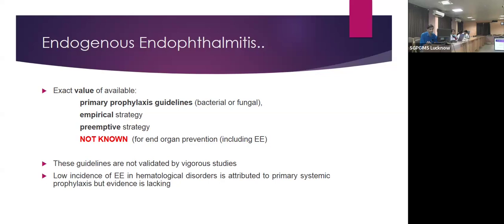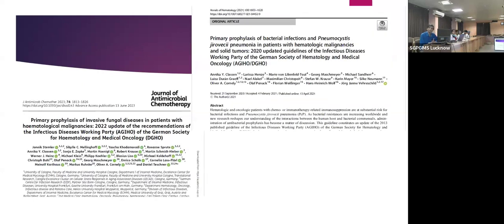As far as end organ prevention, including endogenous endophthalmitis, these things have to be seen in the future, what is coming out. These are the ones, one for fungal and one for bacterial, guidelines I found in hematological journals. I have chosen this from Germany, because these are the most exhaustive guidelines; they have included the most number of studies, most number of good studies. So you have to decide, you have to tell me what is the value of these guidelines nowadays.